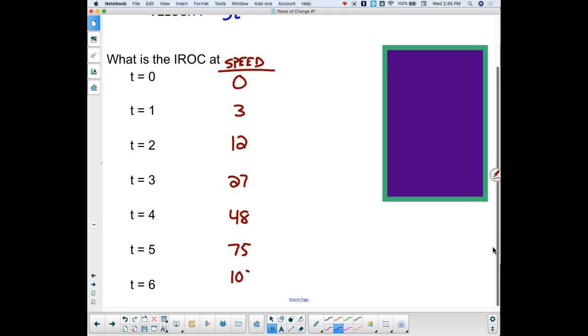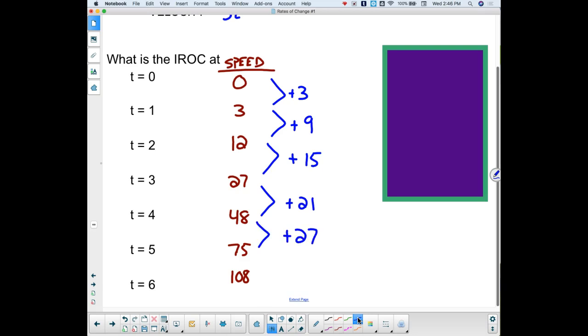What can you tell me about my object? It's speeding up. It's accelerating, right? We know it's accelerating because the speeds are getting faster. And the change of the change. So this is plus 3, plus 9, plus 15. What's that? 21, 27, 33, right?